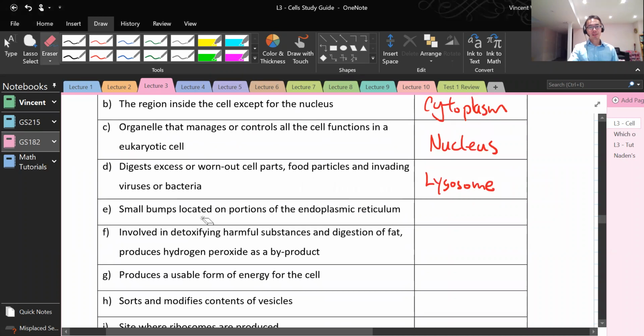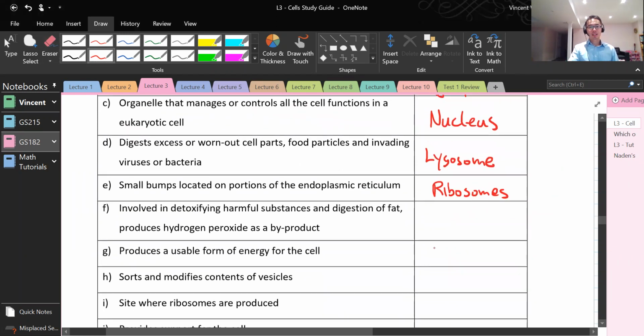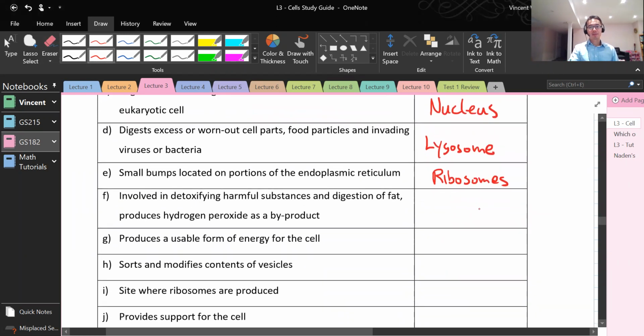Small bumps located on portions of the endoplasmic reticulum, those would also be the ribosomes. Remember, it has a large subunit and a small subunit. It's made up of RNA as well as proteins. Involved in detoxifying harmful substances and digestion of fat, produces hydrogen peroxide as a byproduct.